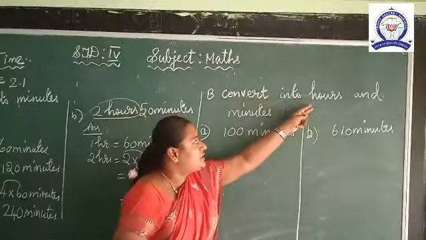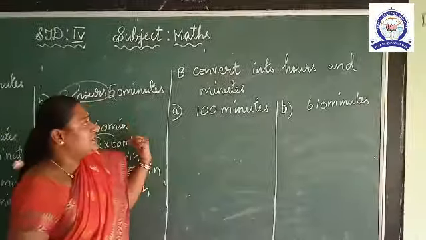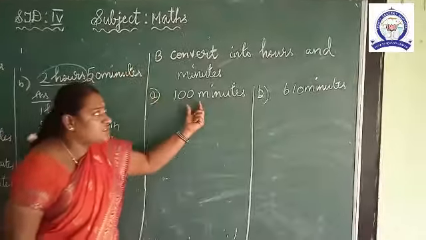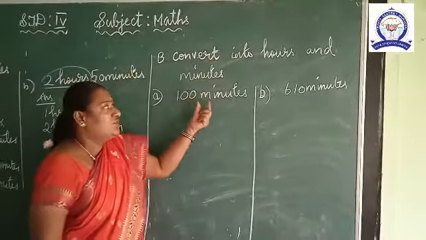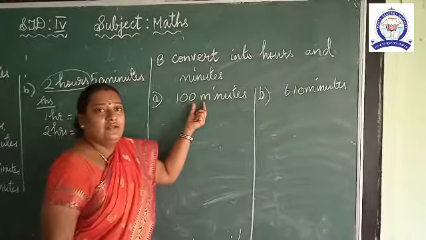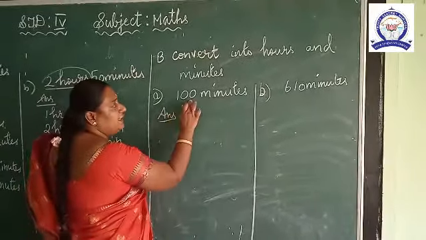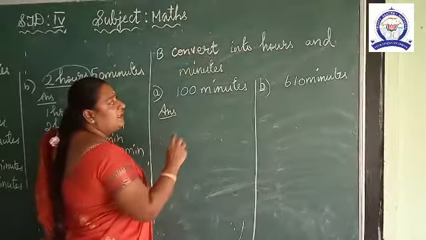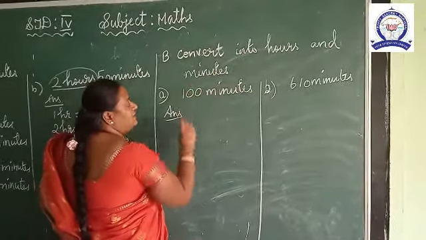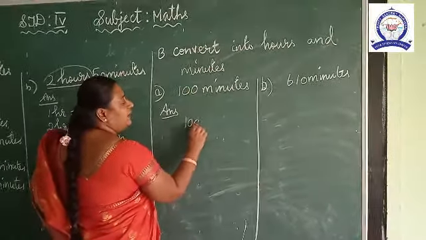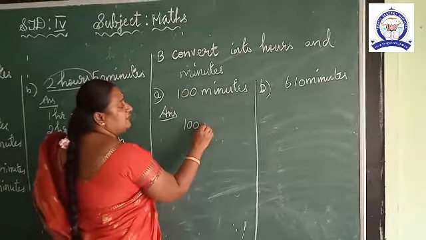Convert into hours. In the previous sum, hours were given and we had to find minutes. Now minutes are given and we find hours. So for that we are going to divide. Okay. So first answer, the given question is 100 minutes means how many hours? So convert into hours and minutes. For that we are going to divide the given minutes.